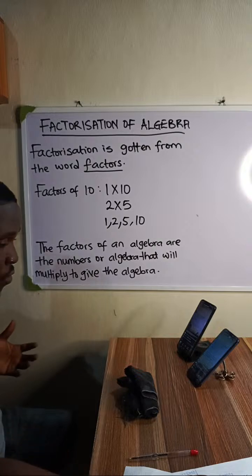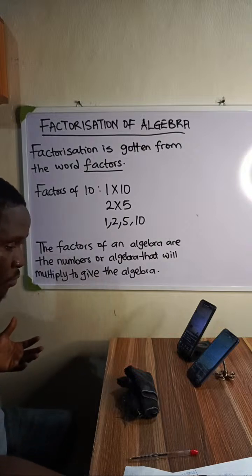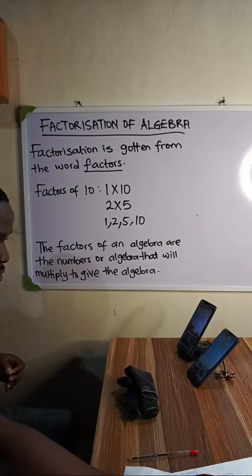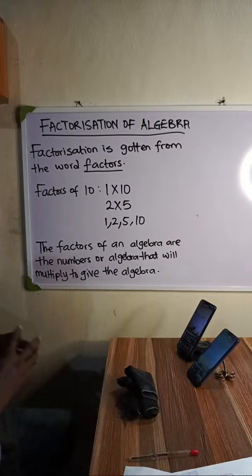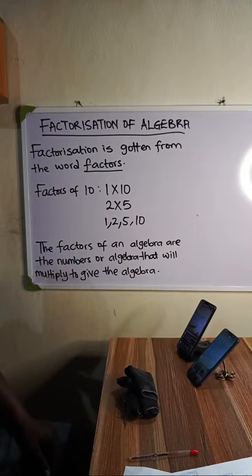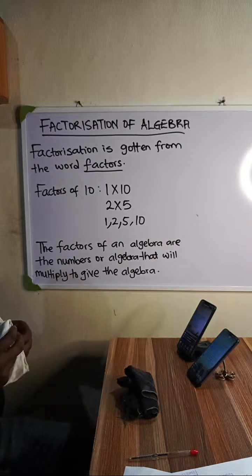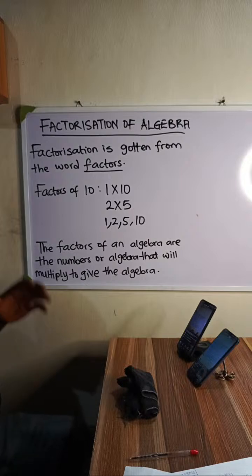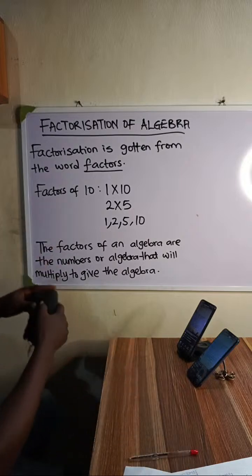Should we do 2 examples before we continue? Should we do 2 examples on how to find the HCF of algebras? Somebody said no. I guess that means the person does not know how to find it. Okay, somebody said yes. Okay, we should go ahead to look at that. So let's look at how to find the HCF of algebras.